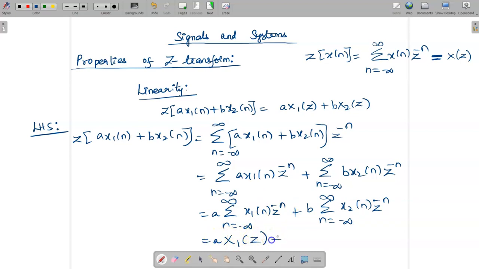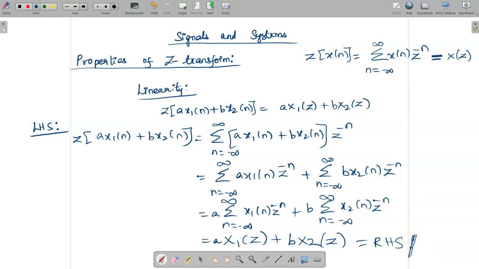So a X1 of z plus b. Small x2 will become now capital X2. Here z power minus n, leave minus n. Here z I have, that you have to write in a functional value, which is nothing but a X1 of z plus b X2 of z, which is nothing but your right hand side. Okay. So hence the property has been proved.